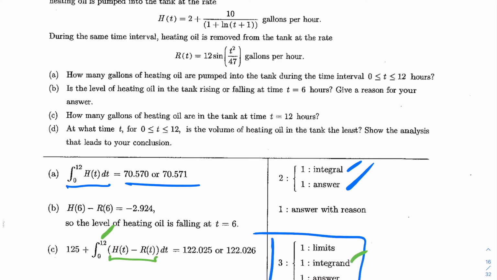Now here they smush the two integrals together because they have the same bounds. If you write it separately, that's fine too. And they give you 1 point for the answer. Obviously, the answer includes how much you started out with, which is where you're awarded the 3rd point. Focus on that one. Focus on knowing exactly what they're asking for.